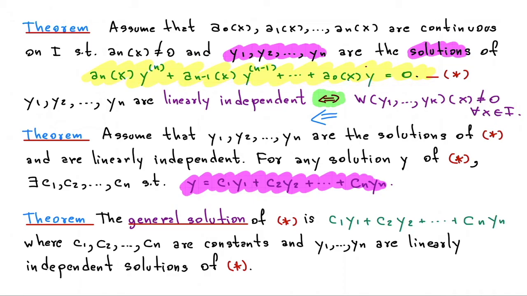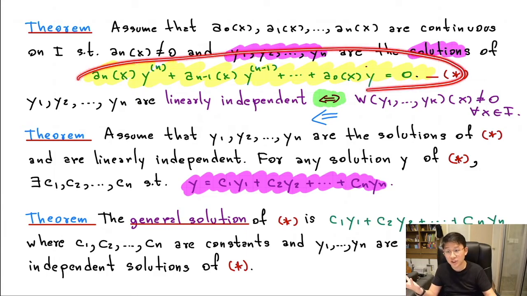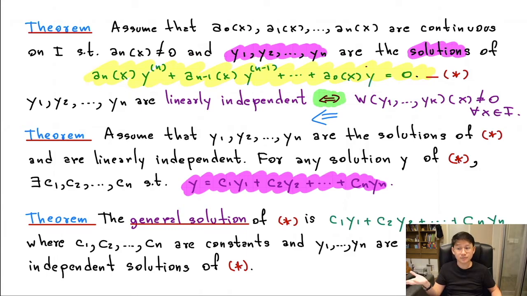So let me conclude. If you want to find the solution of this equation, which is the homogeneous linear equation, first you find n solutions: solution 1, solution 2, solution 3, which is y1, y2, y3 until yn. And then if those y's are linearly independent, the linear combination of those y's is the solution. And that is the end of this section.